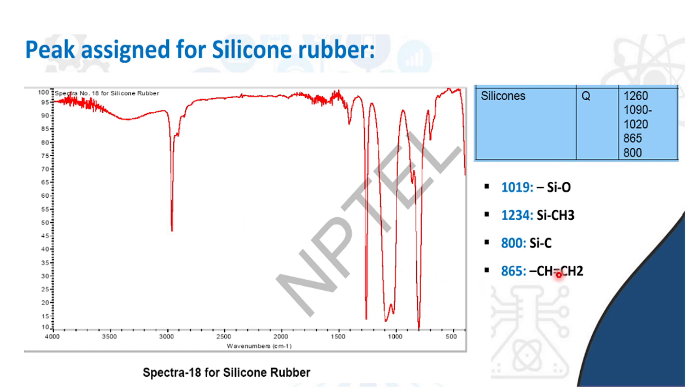But there is also CH2. Usually carbon-hydrogen peaks, if it is saturated, will come around 2800. If it is C sp2, then it will come around 2880 or 2900. If it is C sp, then it will come around 3000 or 3100, because the bond strength is changing.